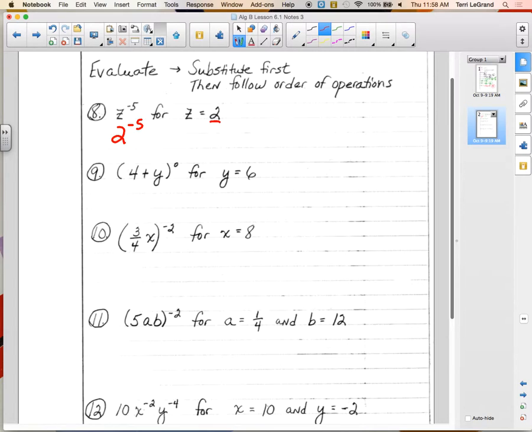Let's hear some from some others. Mine says 1/32. Yours takes it to the fraction. What a nice calculator. I like it. Okay.